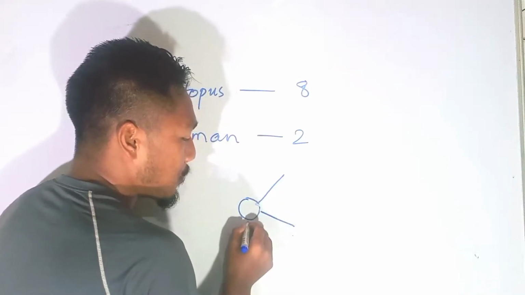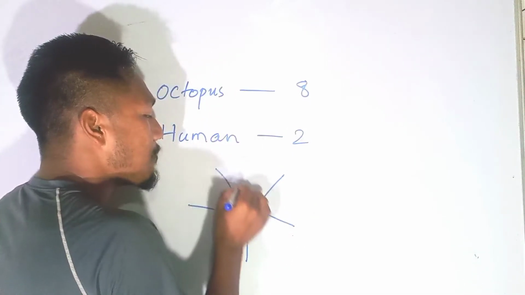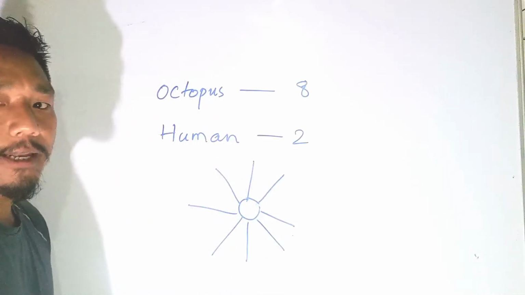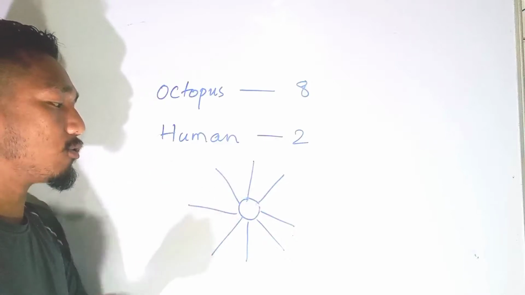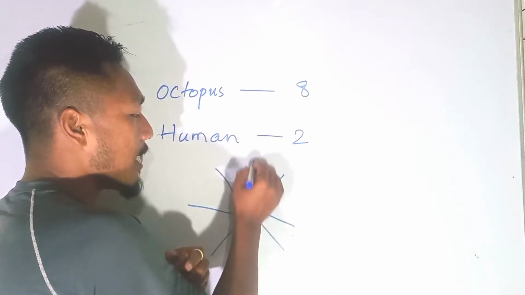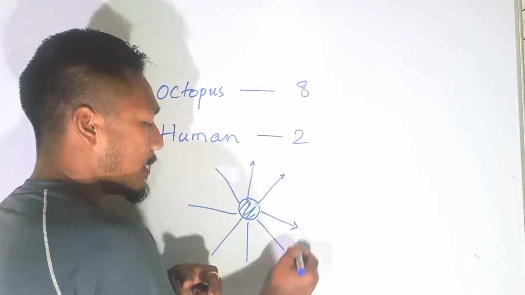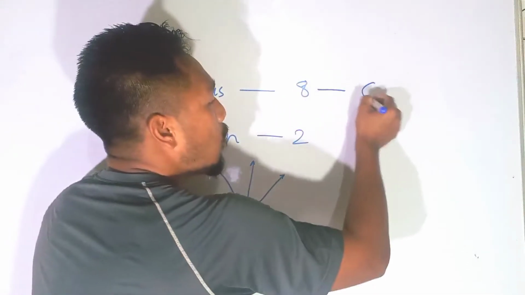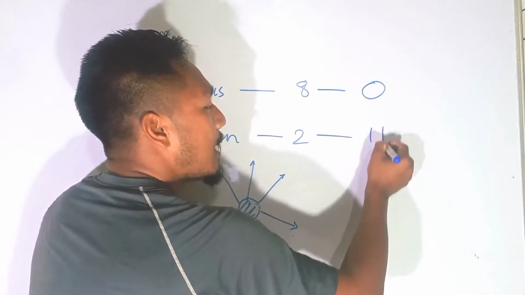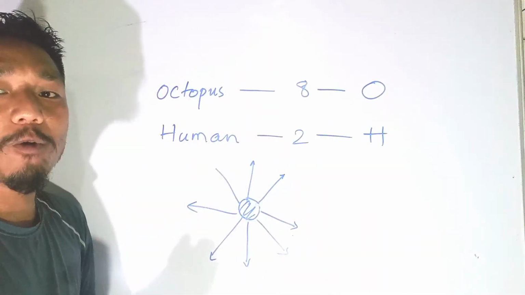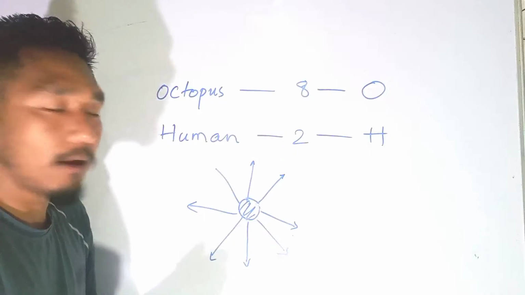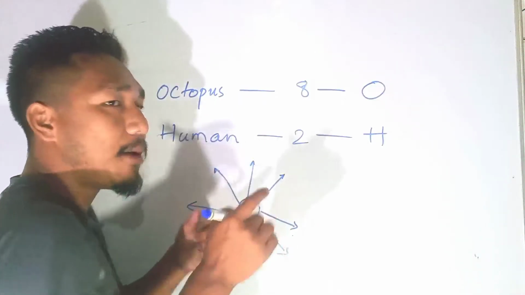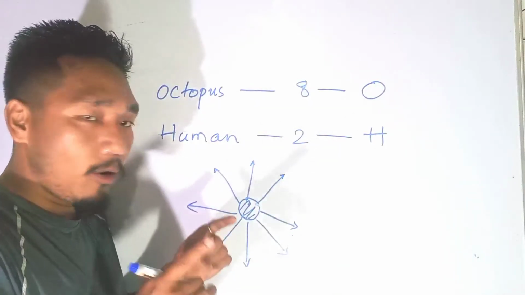1, 2, 3, 4, 5, 6, 7 and 8. This is the 8 hands of an octopus. Let's say the octopus is denoted by the letter O and the human is denoted by the letter H. How are we going to write the formula of this?